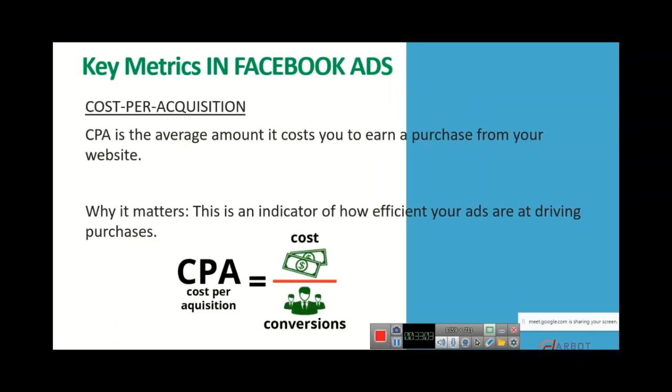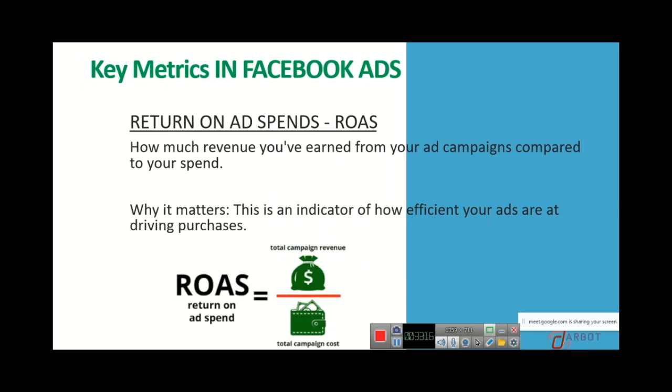Your cost per acquisition is the average amount it costs you to get a purchase from the website. Why it matters is that this is an indicator of how efficiently your ads are driving purchases. So don't worry about all this. Then your return on ad spend is how much revenue you've earned from your ad campaign compared to your spend. This is an indicator of how efficient your ads are at driving purchases.